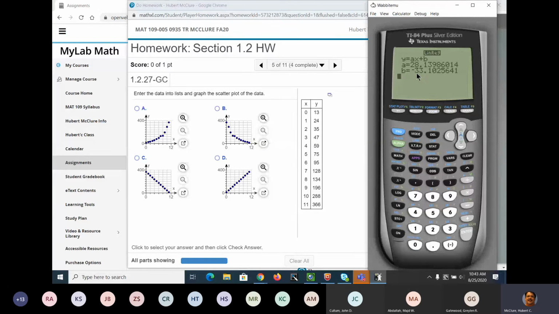So it crosses the y-axis at negative 33.10. So it's going to cross, it looks like either A or D.